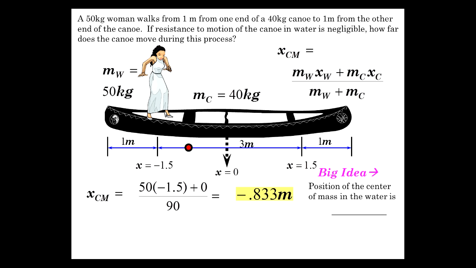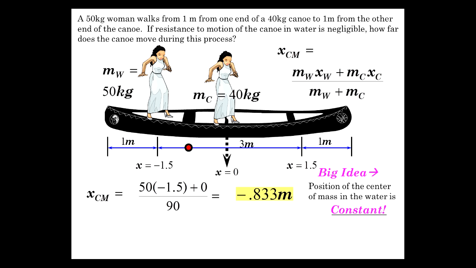Now a very important key point in these kinds of problems is that in a frictionless medium like this, which basically means there are no external forces, just internal forces, the position of the center of mass will remain fixed in space. So it's not going to change. When we get the center of mass at different positions as the woman walks across, we know that the center of mass location still has to reside at minus 0.833 meters. That will help us understand how far the canoe has moved.